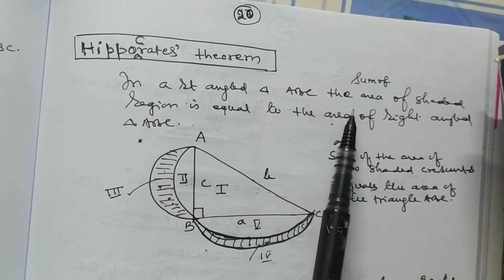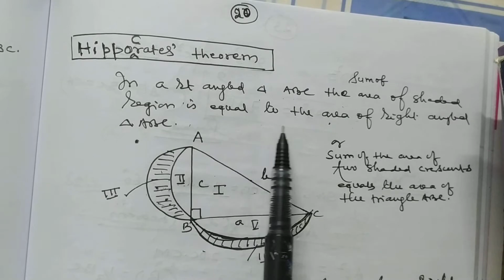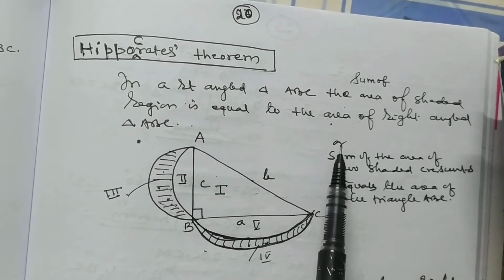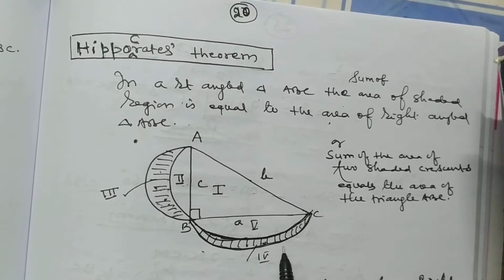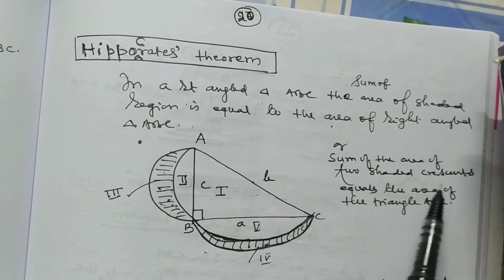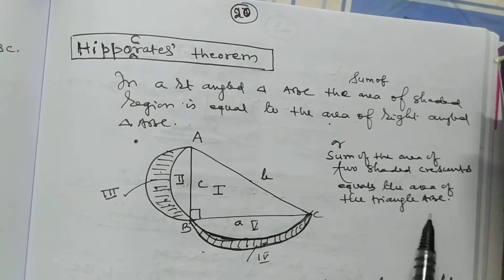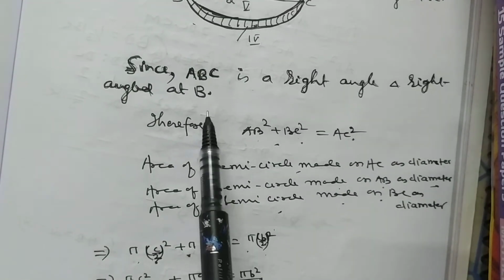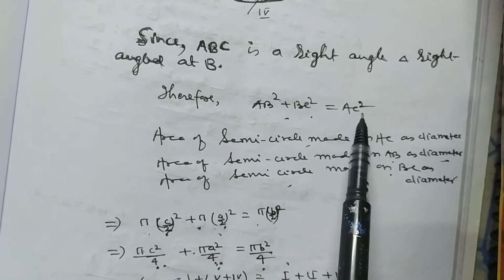In a right angle triangle ABC, the sum of the areas of the shaded regions is equal to the area of the right angle triangle ABC. These shaded areas are known as crescents. So the sum of the areas of the two shaded crescents equals the area of right angle triangle ABC. Since ABC is a right angle triangle, right angle at B, therefore AB square plus BC square is equal to AC square.